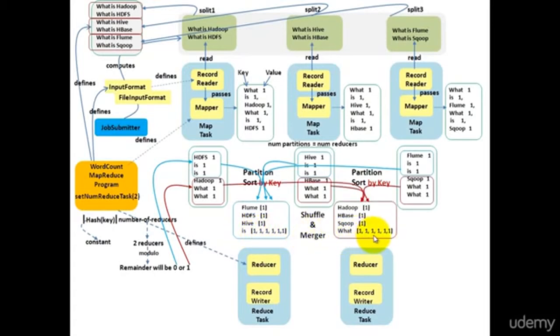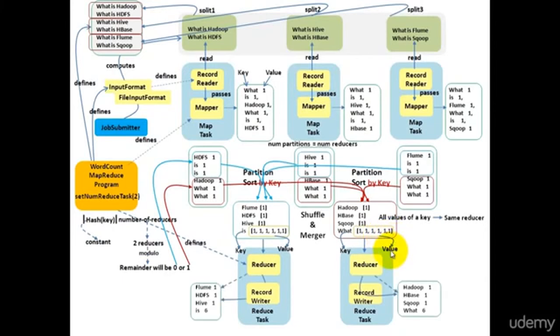So the important point here is that partitioning and shuffling will make sure that all the values of a particular key do not go to different reducers. Rather, they go to the same reducer. In our example, all the values of the key what have gone to the second reducer. Since the second reducer got all the values of the key what, it can compute the total count of this word. Similarly, all the reducers compute the word count and store the final result in the HDFS.